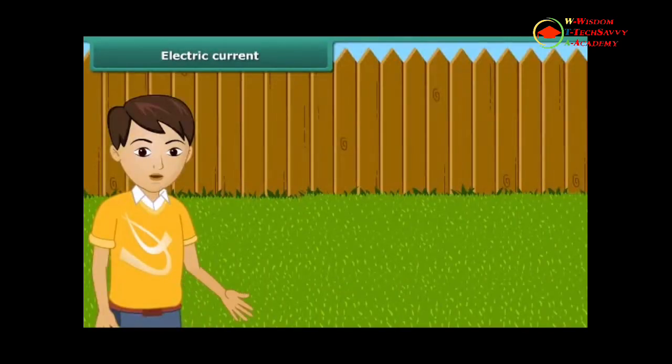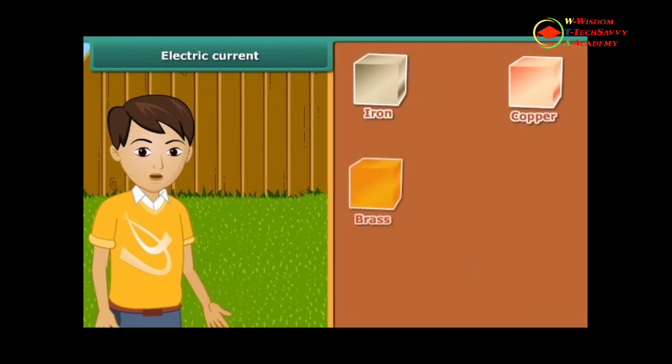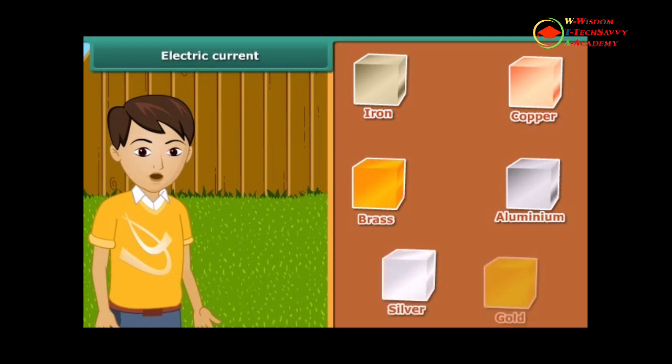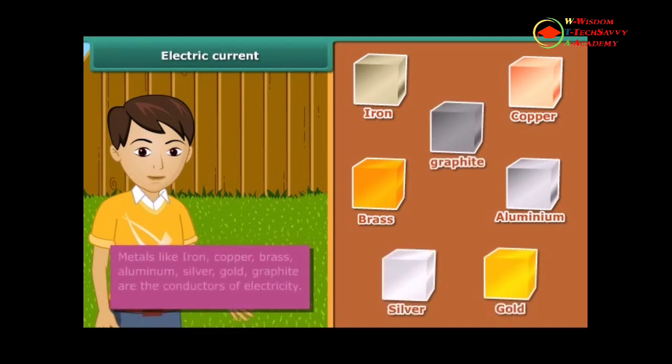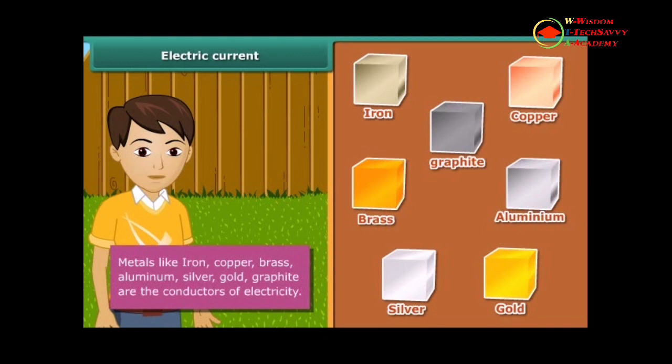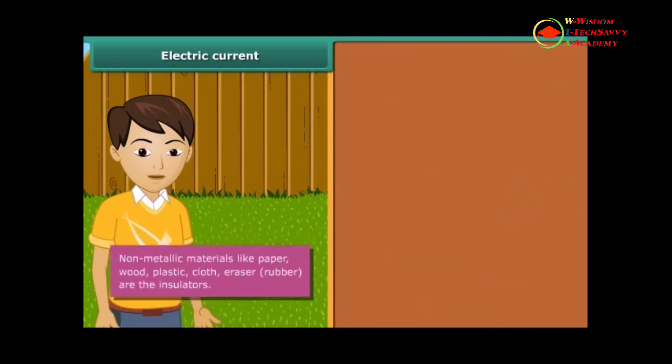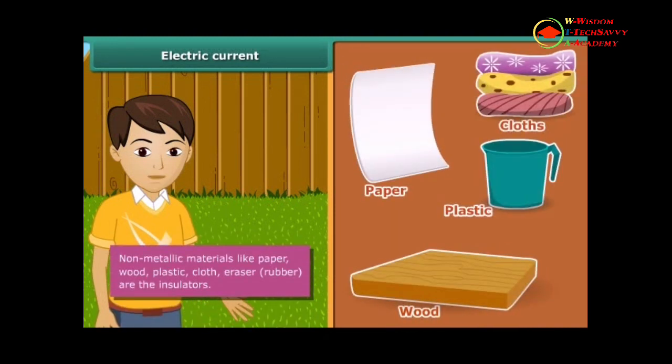Some materials allow electric current to pass through them. Others do not. The materials that allow electric current to pass through them are called conductors. Iron, copper, brass, aluminium, silver, gold, graphite, etc. are conductors of electricity. The materials through which electric current doesn't flow are called insulators. Insulators are also known as non-conductors of electricity. Paper, wood, plastic, cloth, eraser, and rubber are insulators.